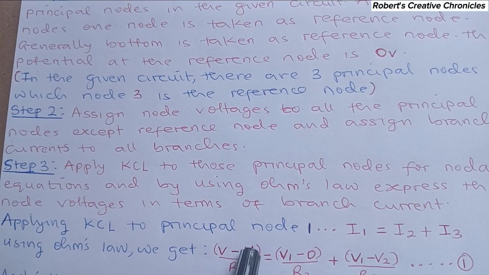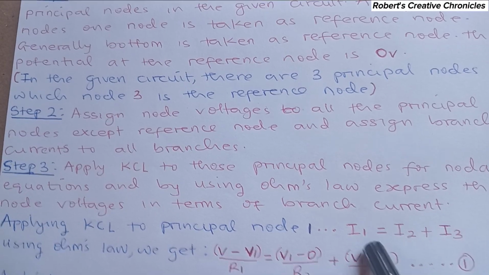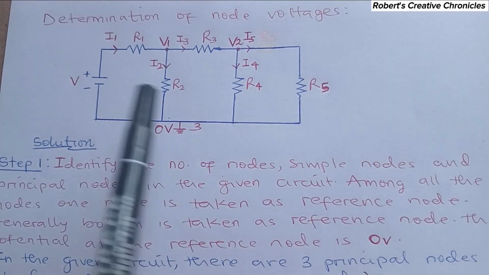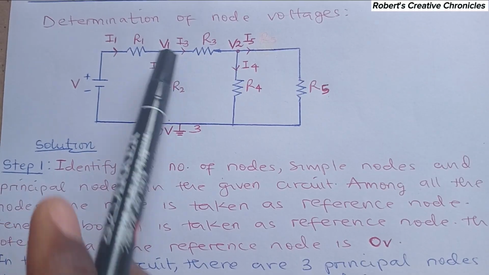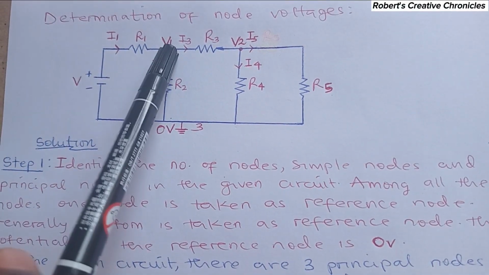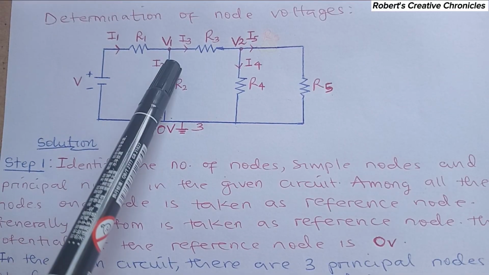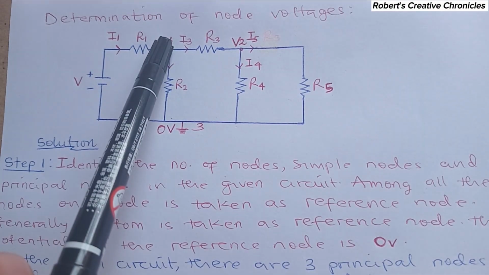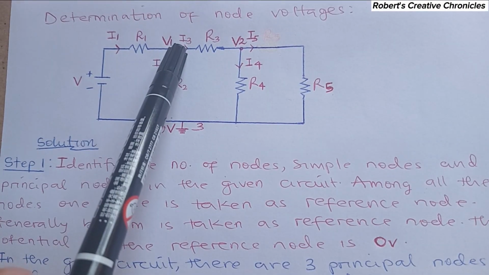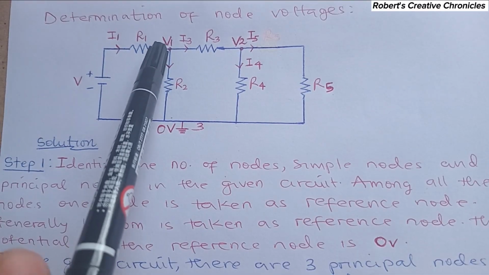So applying KCL to principal node 1, we have I1 equals I2 plus I3. So we have applied KCL to this node 1. KCL states that the algebraic sum of all incoming currents that enter a node is equal to the algebraic sum of all outgoing currents that leave that node.